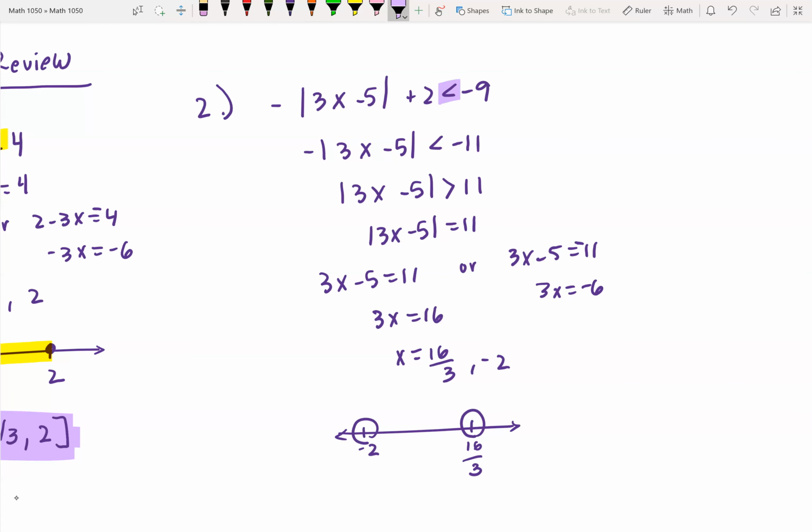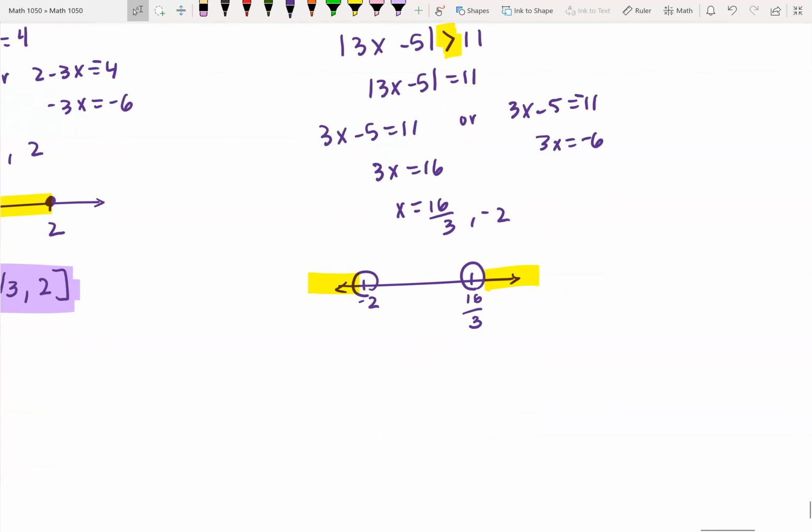You do not look here to see where to shade. You look at once the absolute value is alone. So that would be greater than. In interval form, it's -infinity to -2 with a parenthesis, union, 16/3 to infinity with a parenthesis, and that's it.